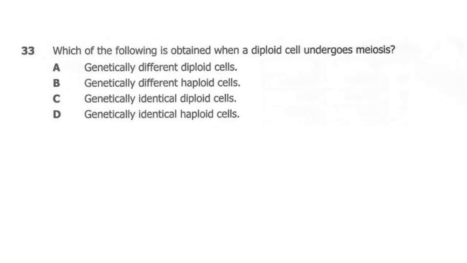Question 33. Which of the following is obtained when a diploid cell undergoes meiosis? A. Genetically different diploid cells. B. Genetically different haploid cells. C. Genetically identical diploid cells. D. Genetically identical haploid cells. What's the correct answer, chat? Is it A, B, C, or D?